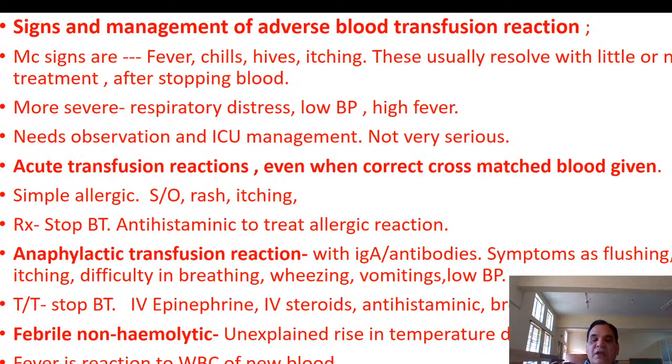Anaphylactic reaction, this is due to IgA antibodies. Symptoms: flushing, swelling, itching, difficulty in breathing, wheezing, vomiting and low BP. This is probably more bad. Treatment must be very active. The mainstay, stop the transfusion. Epinephrine, steroid, antihistaminic, bronchodilators.